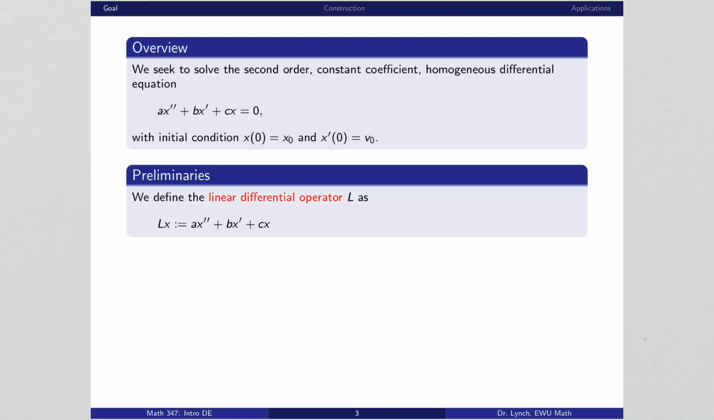So here's the goal. We're trying to solve the second order constant coefficient homogeneous differential equation ax'' + bx' + cx = 0 with initial conditions given by the zeroth and first derivative at time 0. Again, a few keywords: second order because it's a second order differential equation; constant coefficient, meaning that the coefficients of the unknown function are constant; and homogeneous because the right-hand side is equal to 0.